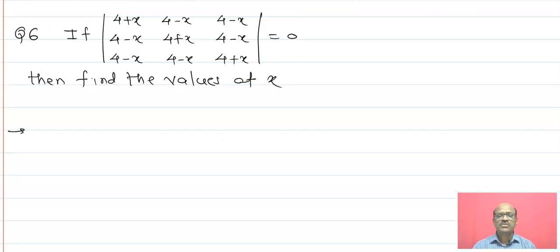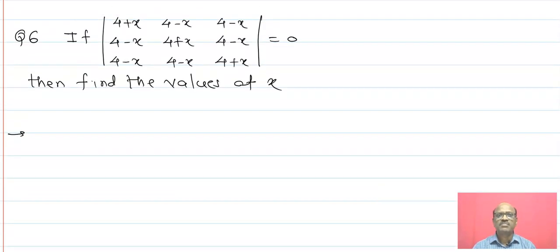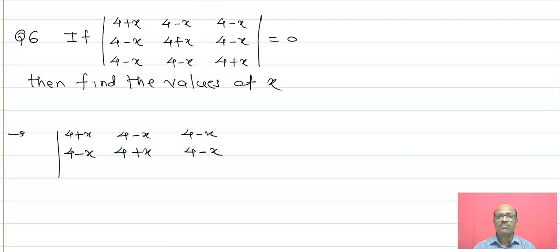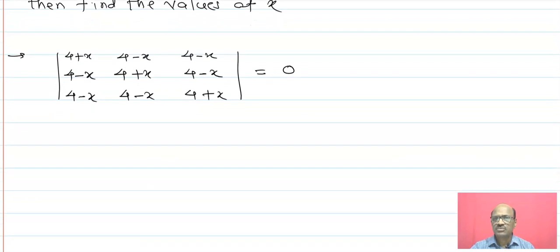This is the solution. Now next problem, question number 6. If 4 plus x, 4 minus x, 4 minus x, first row. Second row is 4 minus x, 4 plus x, 4 minus x, and third row is 4 minus x, 4 minus x, 4 plus x equals 0. Then find the value of x.